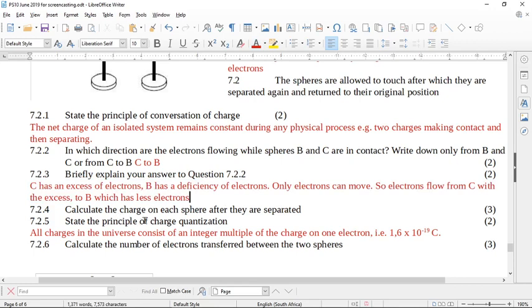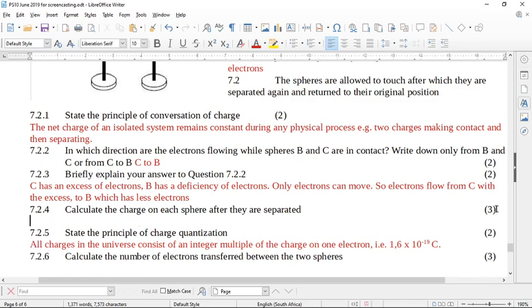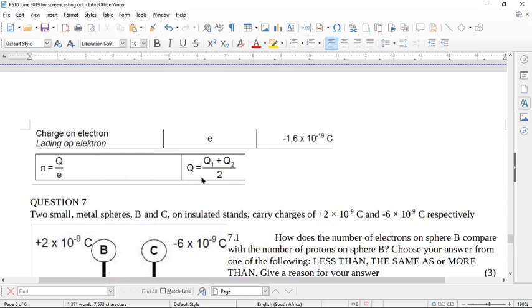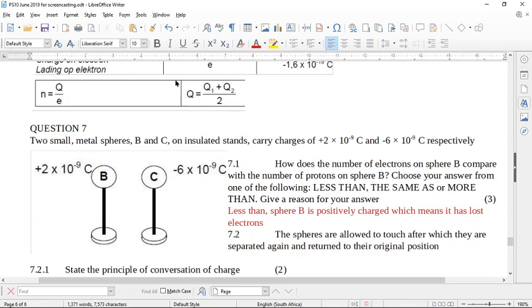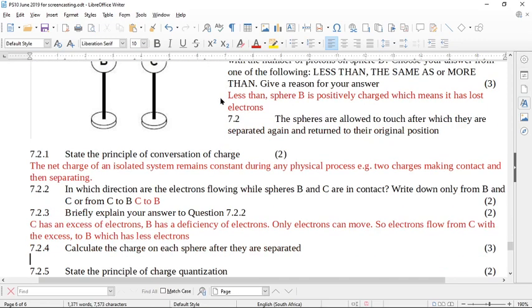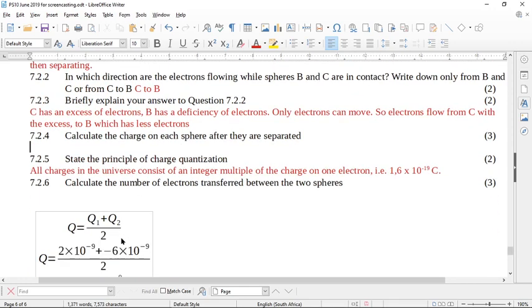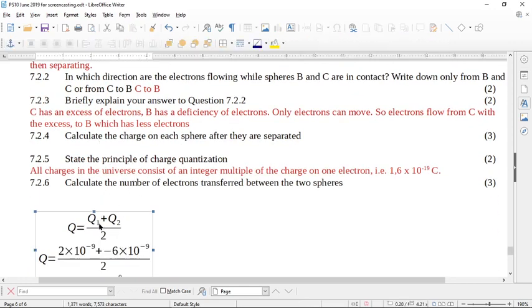Now it says calculate the charge on each sphere after they are separated. So how are we going to do this? Remember, we have our data sheet and they show you this formula. There's two electrostatics formulas plus the charge on an electron. This is the formula for conservation of charge. The charge is equal to the total of the charges divided by the number of charges. That's basically an average. So we're going to use Q equals Q1 plus Q2 over 2. This is Q1, this is Q2. You add them together, you divide by 2. Look, here's the calculation.